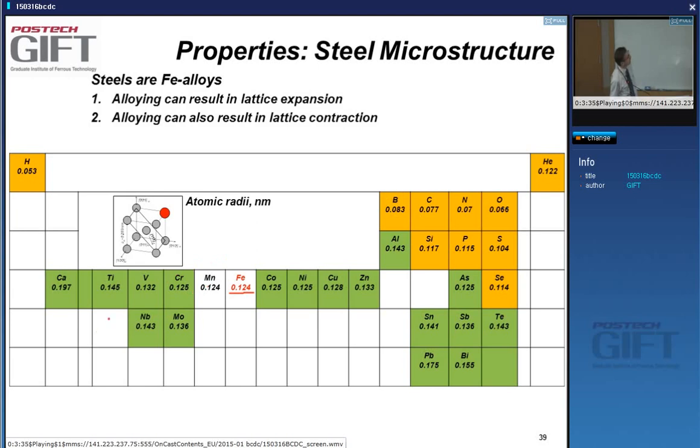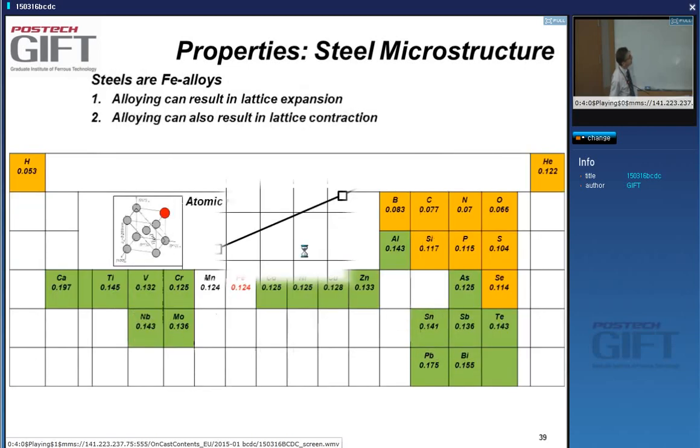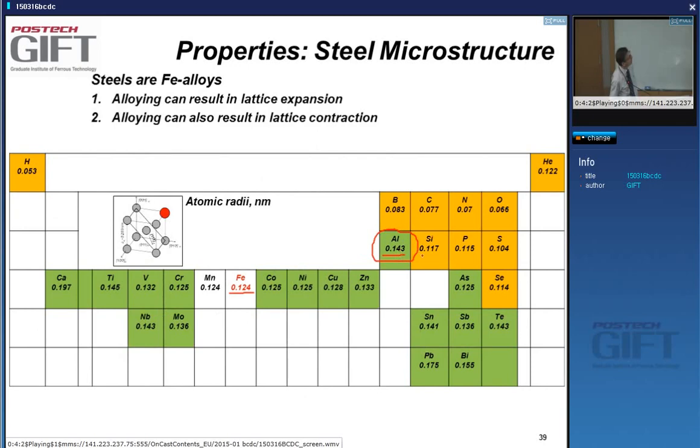Of course, some of the things are expected. Aluminum is, as you can see here, considerably larger in size, even though it's a lighter element. And as a consequence, if you alloy... Let me go back just a second here. In contrast, silicon, which sits next to it, is considerably smaller.